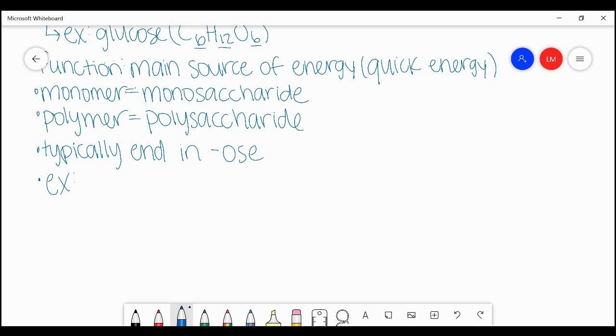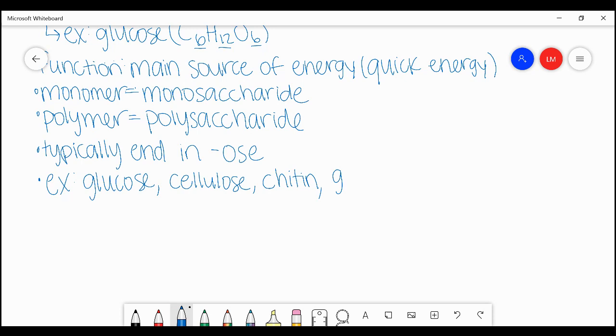Some examples of things that are carbohydrates are glucose, cellulose. Cellulose is part of the plant cell wall. Chitin. So this chitin is what is found in the insect exoskeleton that makes it crunchy when you step on it, and it's part of fungi cell walls. So this would be an example of a carb that does not end in OSE, but it is still a carbohydrate.